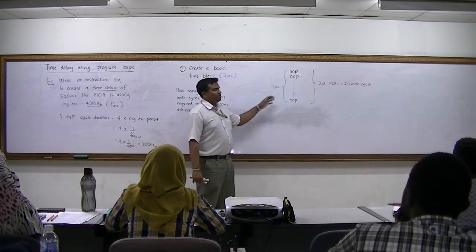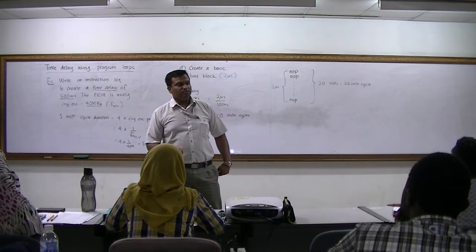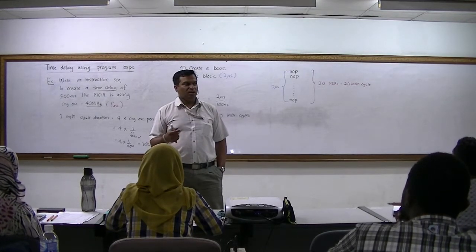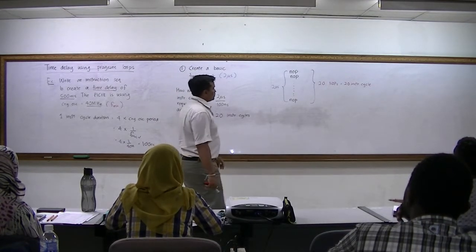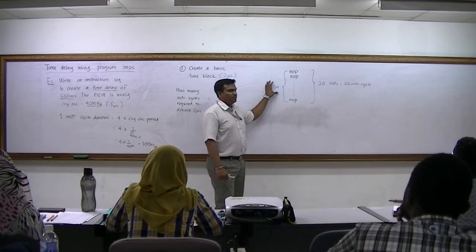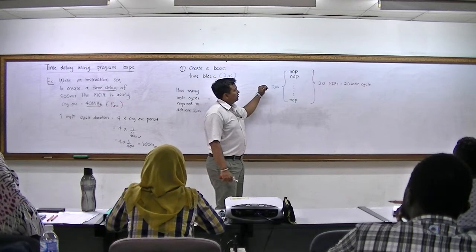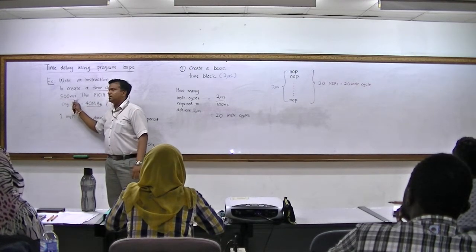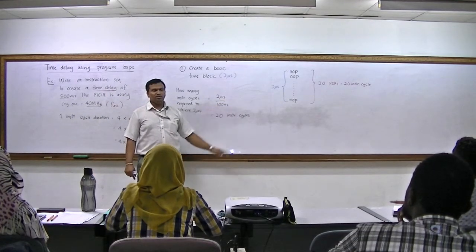For example, if I am asking you, in 1 minute, how many seconds? You do the calculation, you get 60, right? That is because you are using the basic time block of 1 second. Now our basic time block is 2 microseconds. So we're going to find out that in order for us to create a 500 millisecond time delay, how many times do we need to loop this 2 microsecond delay?